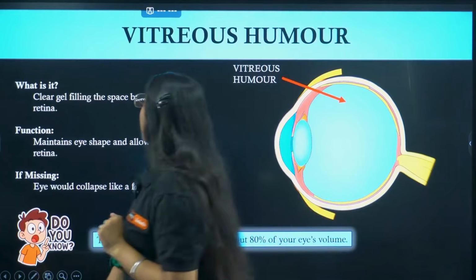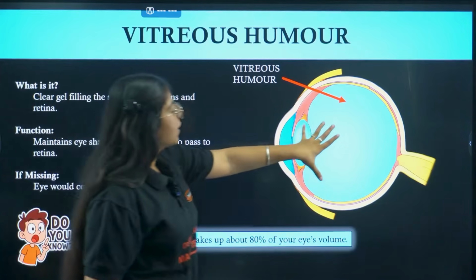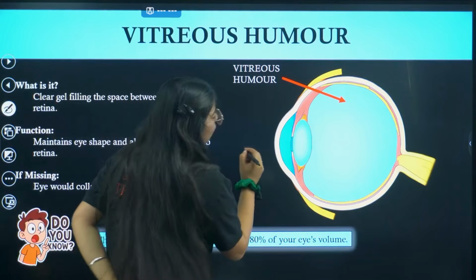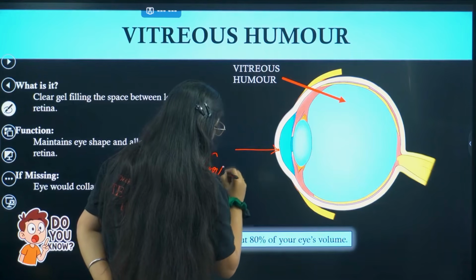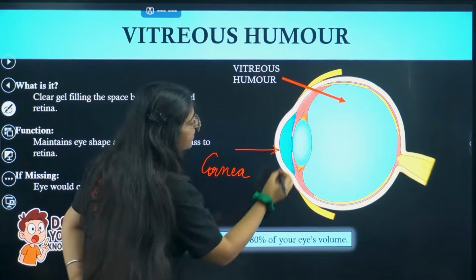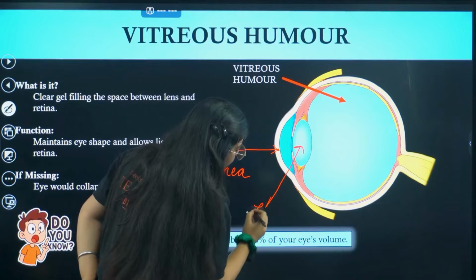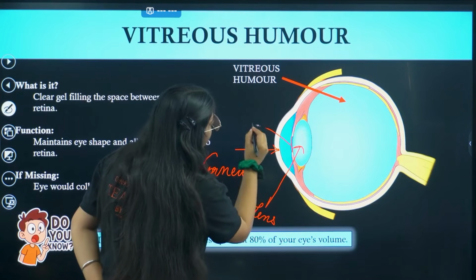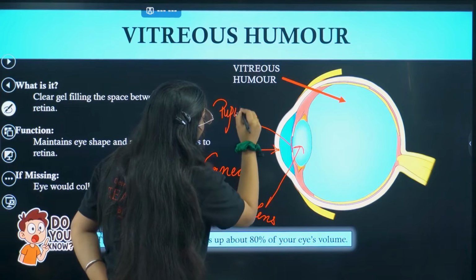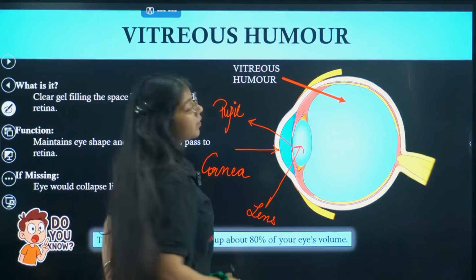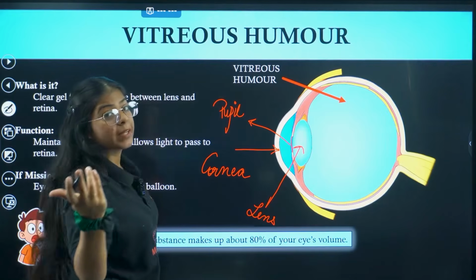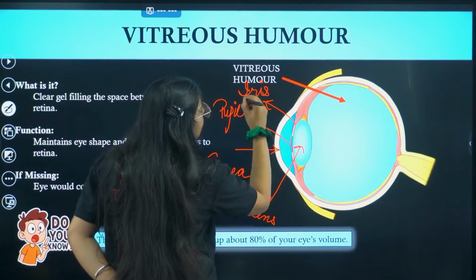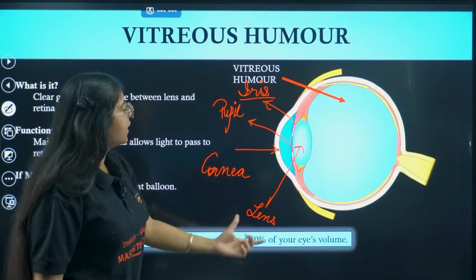Okay. Next part is our vitreous humor. Now, this is our eye. What was this? The front part was our cornea. This is our lens. Which lens was it? Convex lens. What else did we study? This is the opening, the pupil. Correct. And what is the pupil held by? It's held by the iris. Correct. So we studied pupil, cornea, lens and iris.